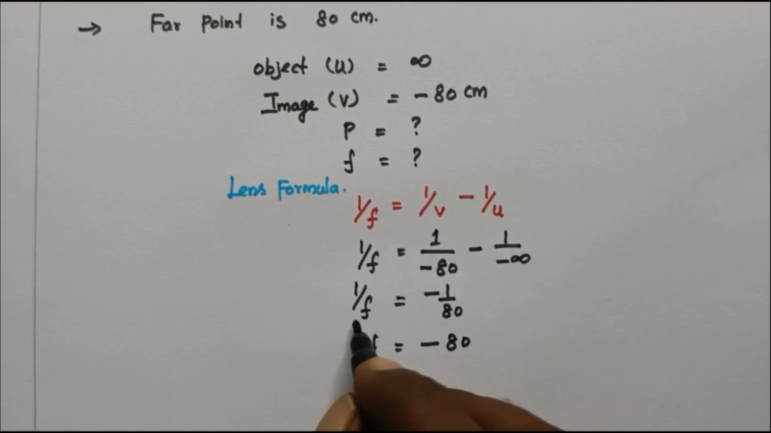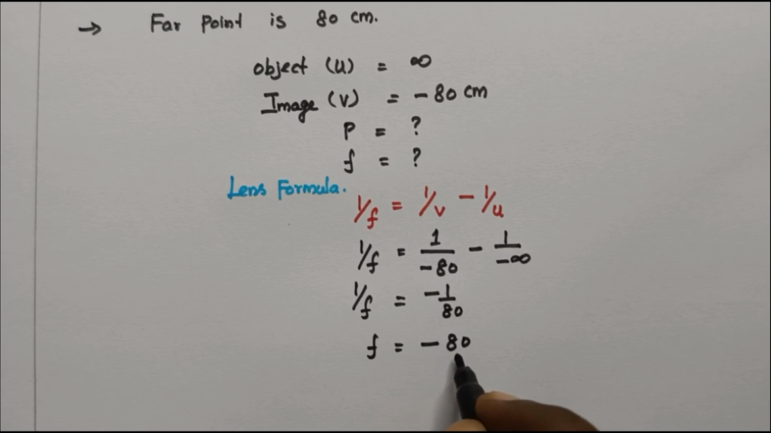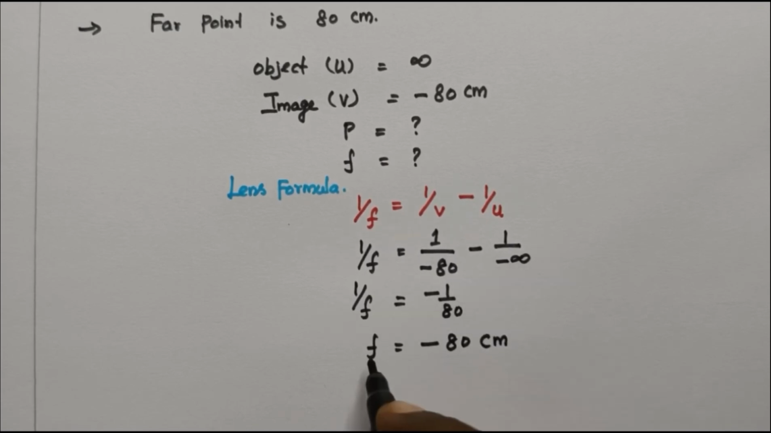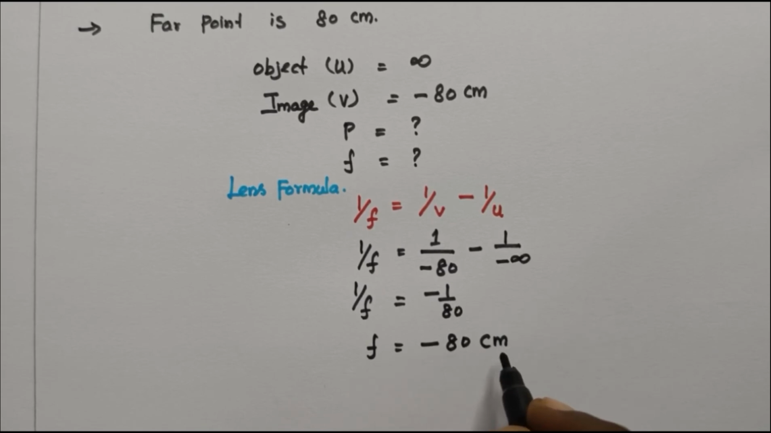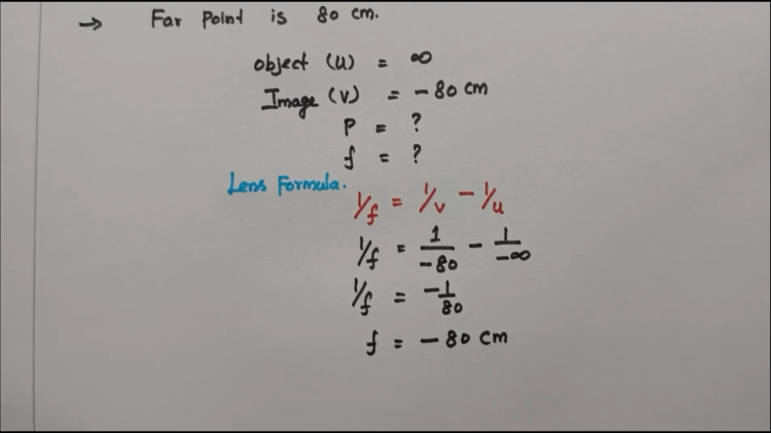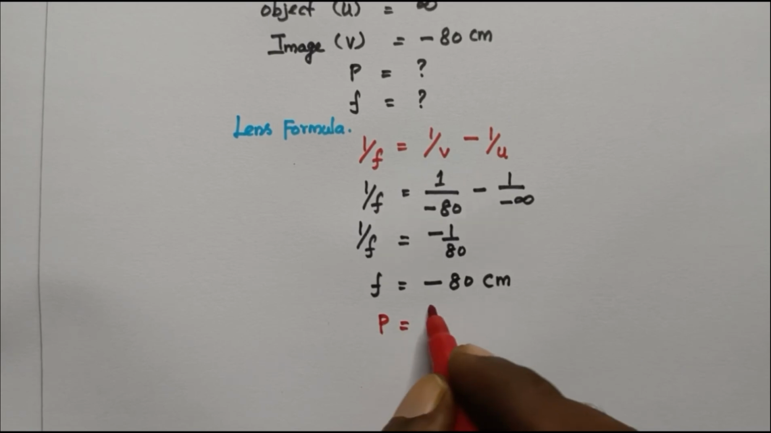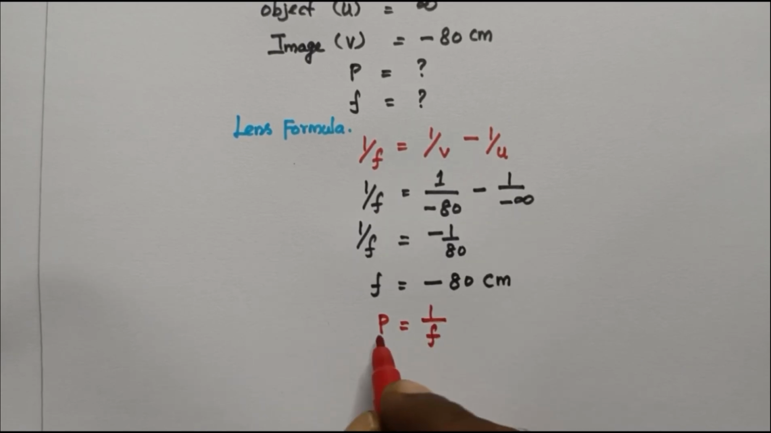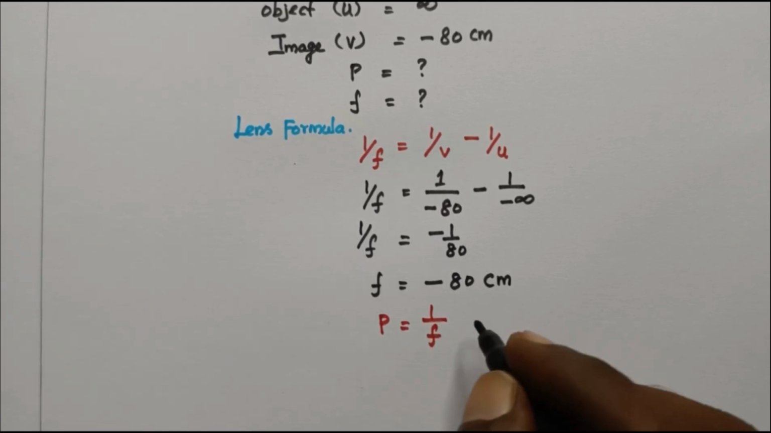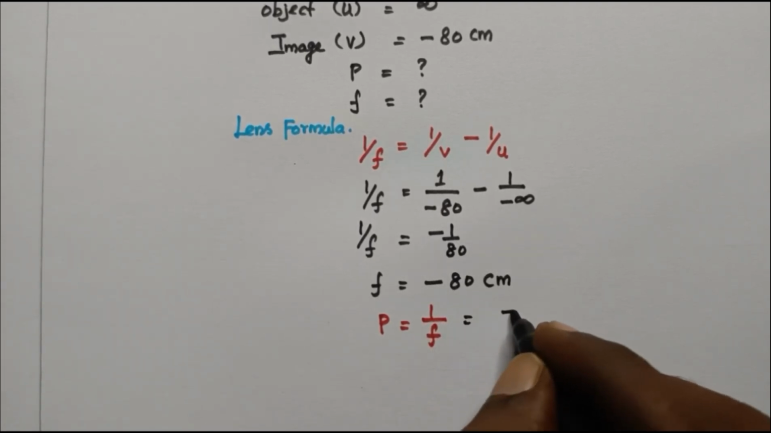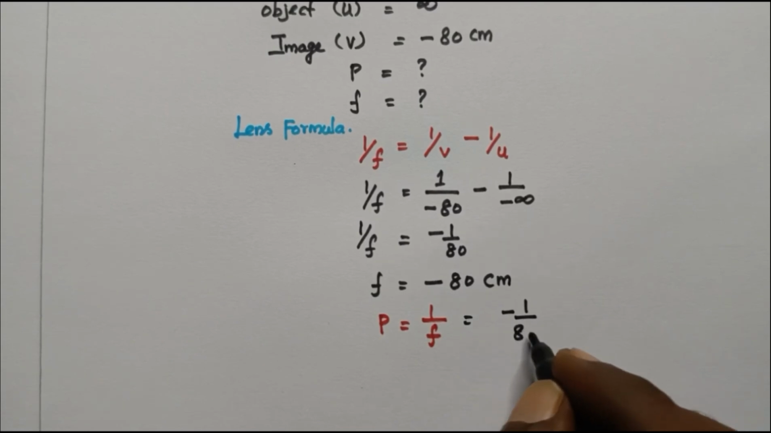We are taking reciprocal on both sides. So, we will get f is equal to minus 80. v is in centimeter. Therefore, this will be in centimeter. The focal length of the concave lens is equal to minus 80 centimeter. Now we have to find the power of the lens. Power of the lens is given by P is equal to 1 divided by f. Power of the lens P is equal to 1 divided by focal length. So this is equal to minus 1 divided by 80.